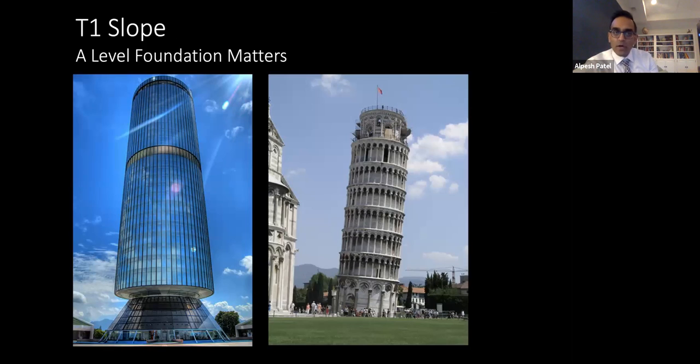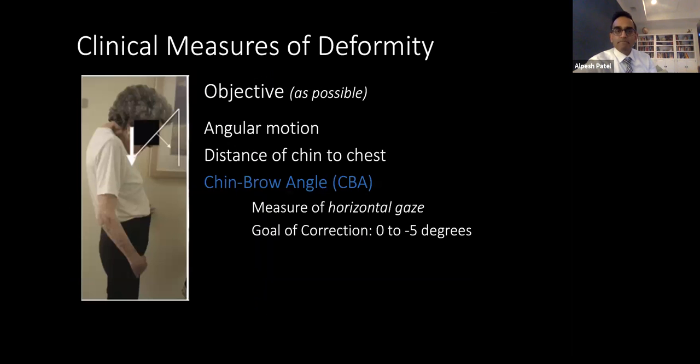We talked about T1, again, just to reiterate here, I forgot I had the slide in here, sorry about that. And again, think of it like the foundation for the spine, right? And a level foundation completely changes the architecture of what comes above it. So those are the radiographic measures.